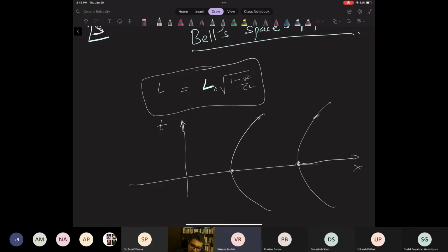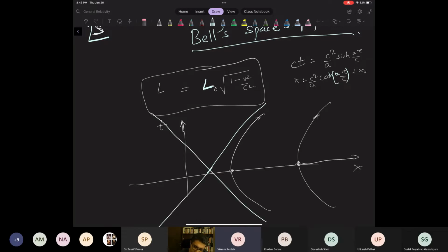This is like the first class of observers that we had seen, where ct is equal to c squared by a times sinh of a tau by c, and x is equal to c squared by a times cosh of a tau by c plus x naught. What you can see is that these observers, as we discussed earlier, have different asymptotes. These are the asymptotes of this observer, and these are the asymptotes of this observer.